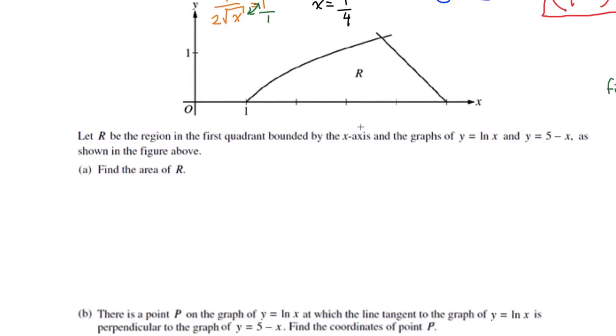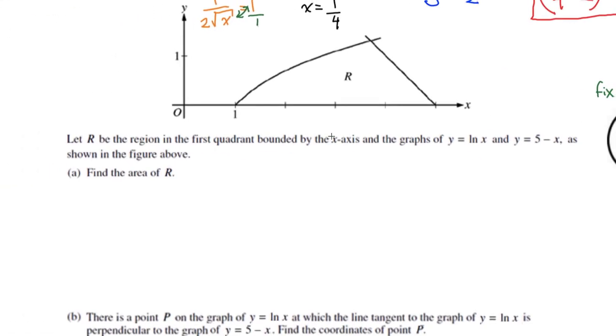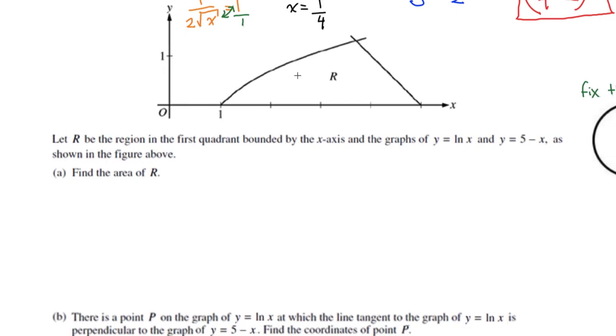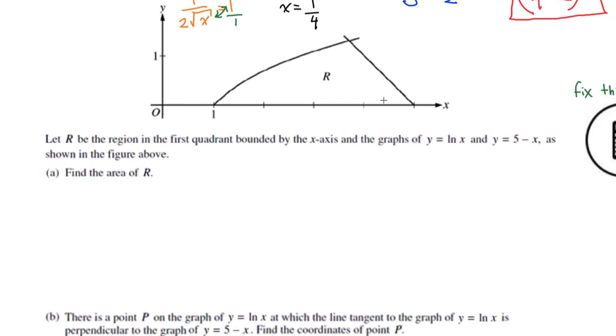Let R be the region in the first quadrant bounded by the x-axis and the graphs of natural log of x and 5 minus x. So 5 minus x is the linear function. So I know that 5 minus x is this one, our line, and then therefore the other one must be natural log of x. Good, and that makes sense because natural log of x comes down closer and closer to that y-axis. Everything's looking fine.